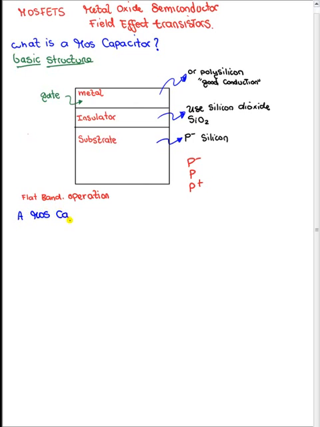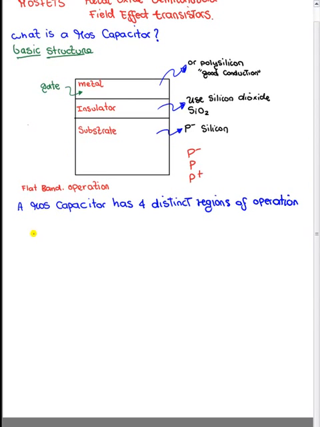The MOS capacitor has 4 distinct regions of operation. And you can already see that this is going to act as a capacitor. Some charge is going to be stored in the upper plate, and some charge is going to be stored in the lower plate. In this case, the metal and the substrate, respectively, or the gate and the substrate. Okay, so the different regions of operation are the following.